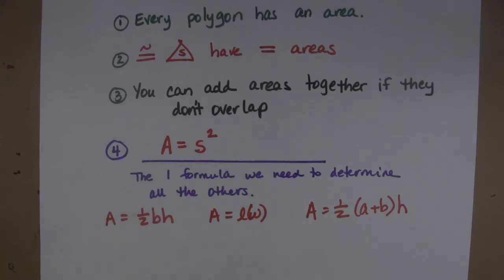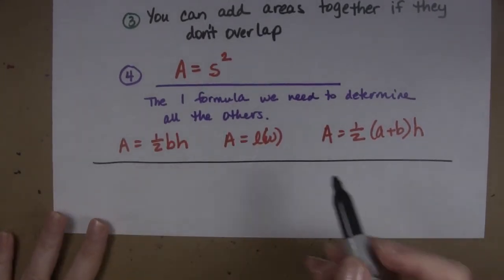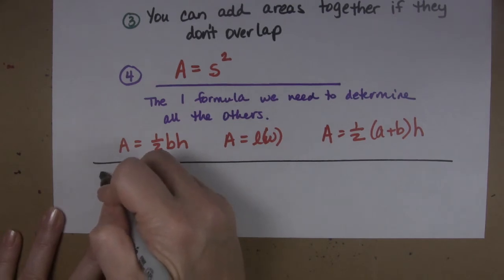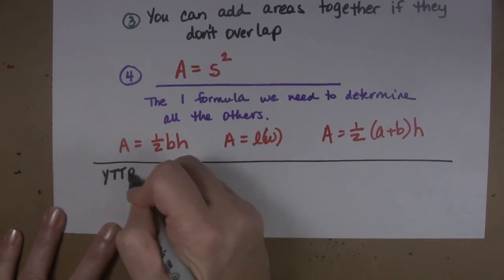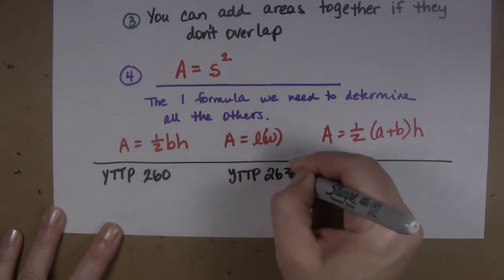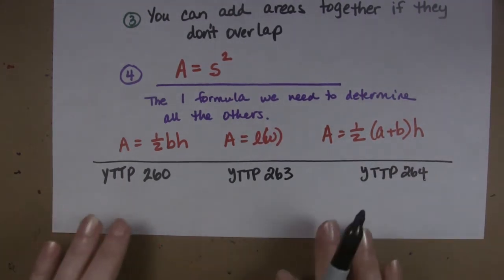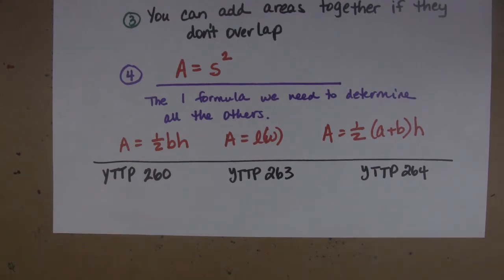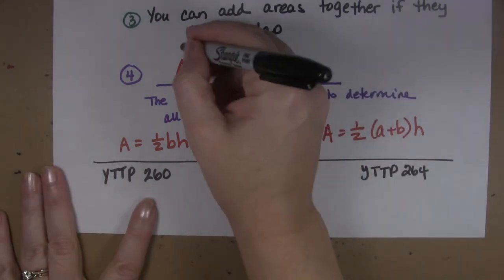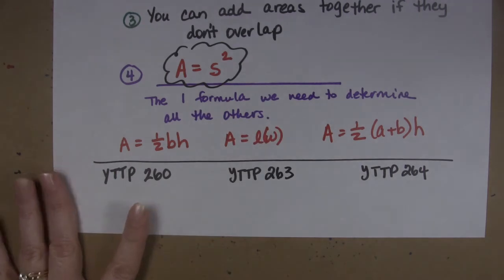Now, why is this important? I'll tell you why. Because you are about to enter into a very difficult series of your turn to plays. We have 3 of them. We have your turn to play 260, your turn to play 263, and your turn to play 264. What all of these are doing is letting you experiment with what formula you want up here. What formula do you want in this?